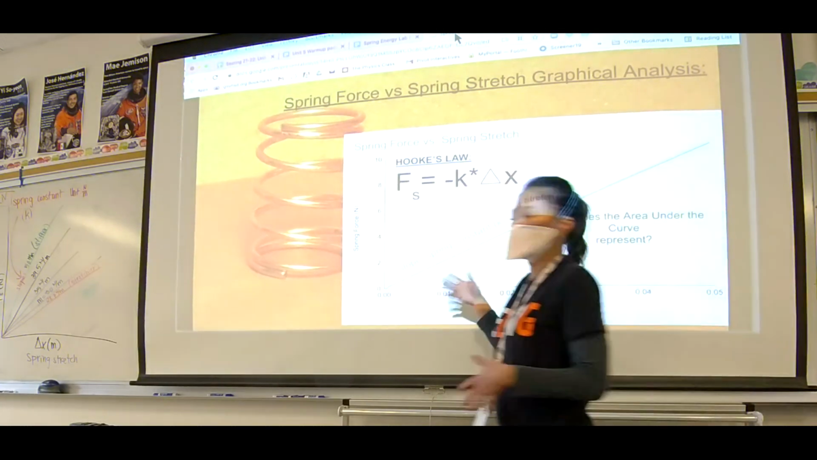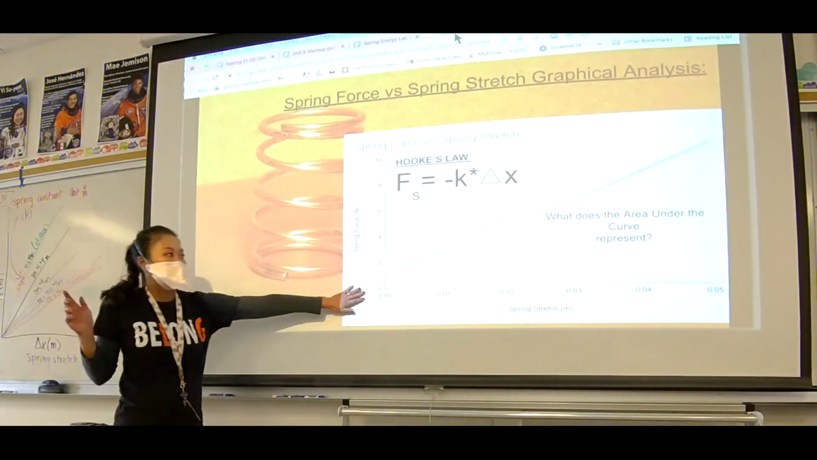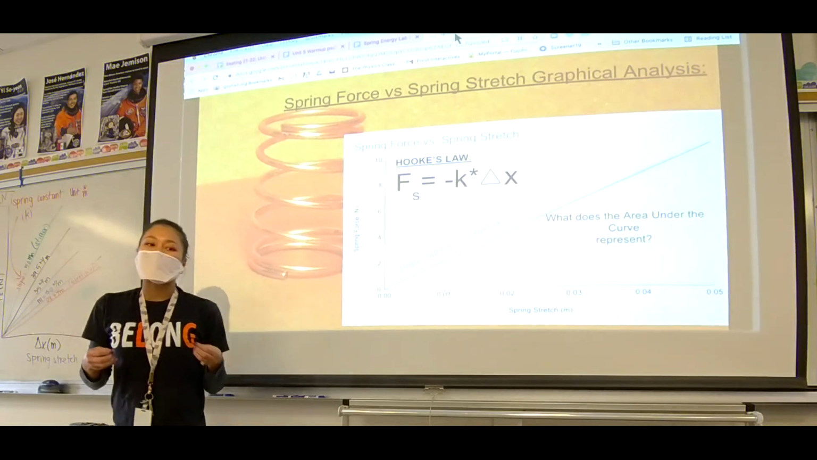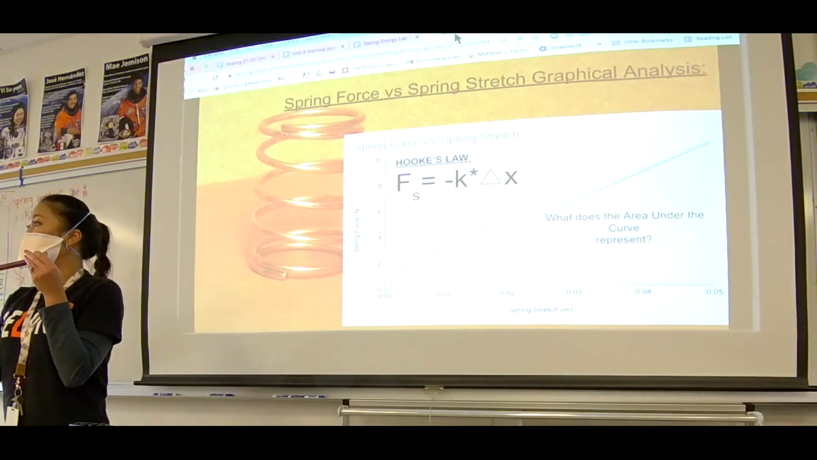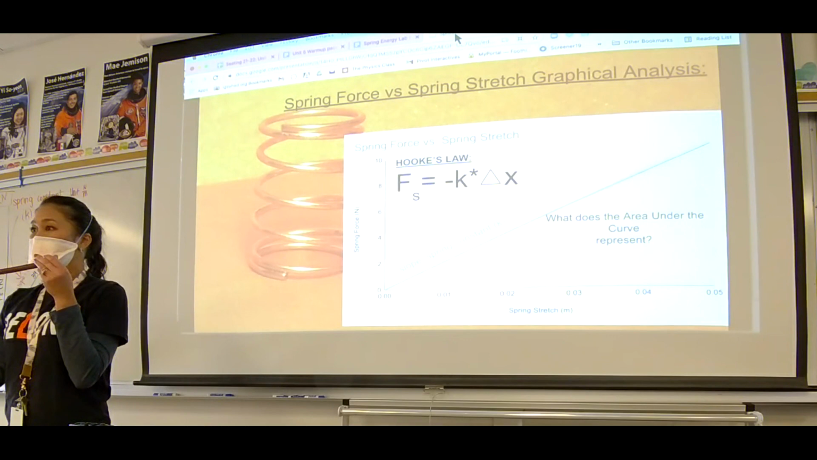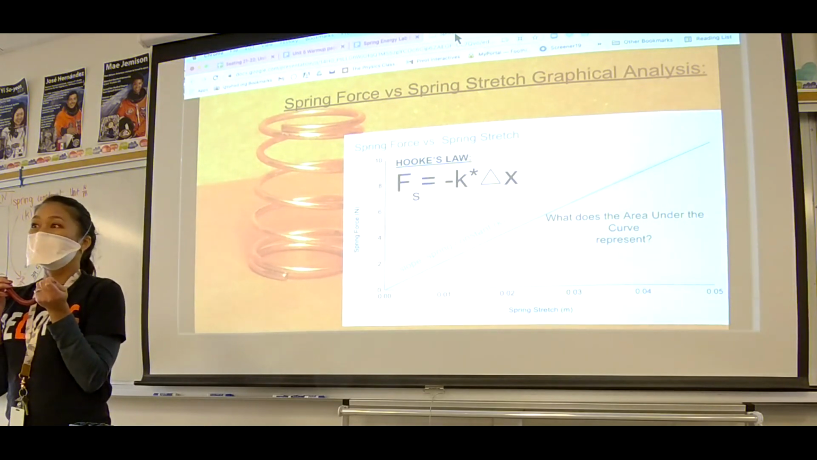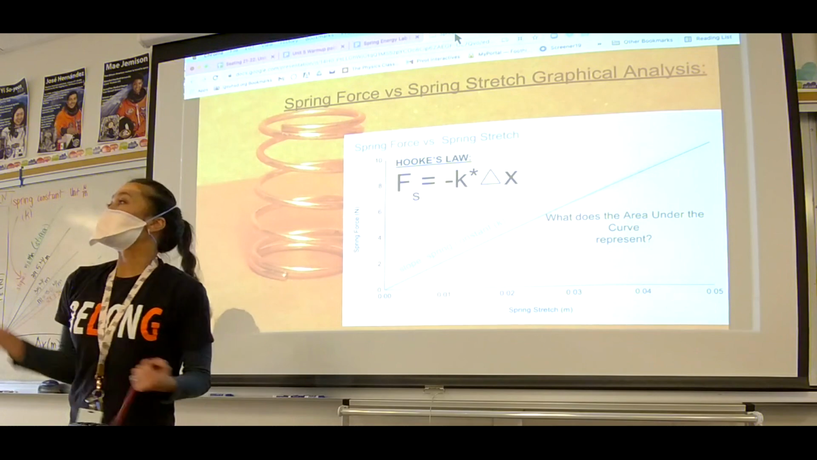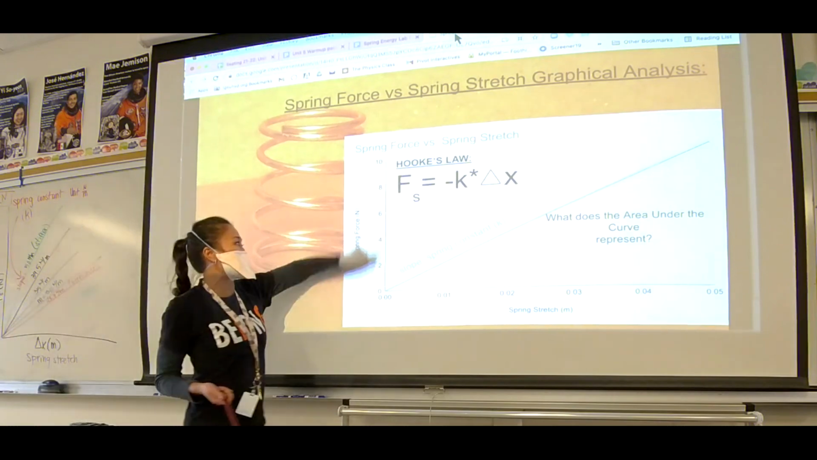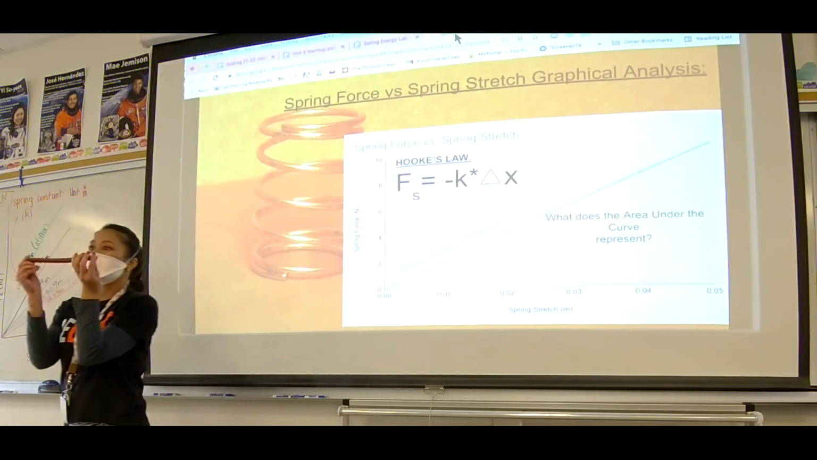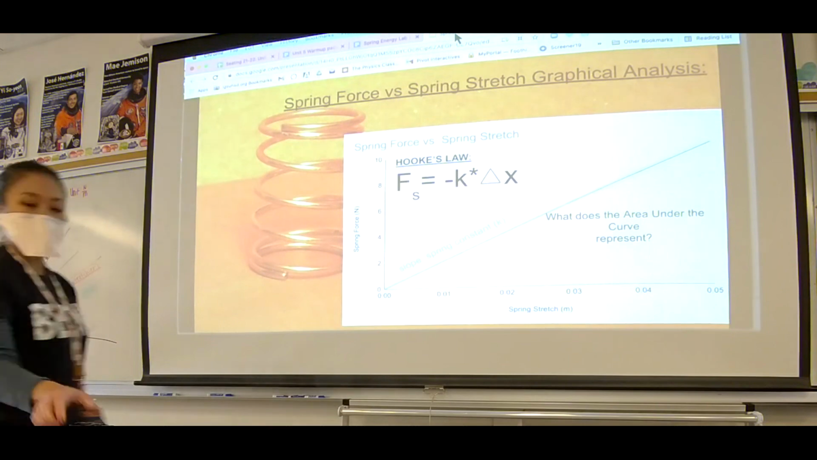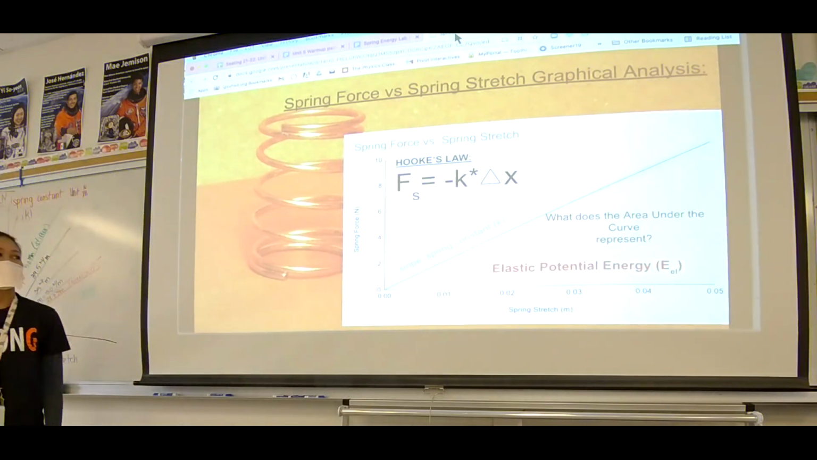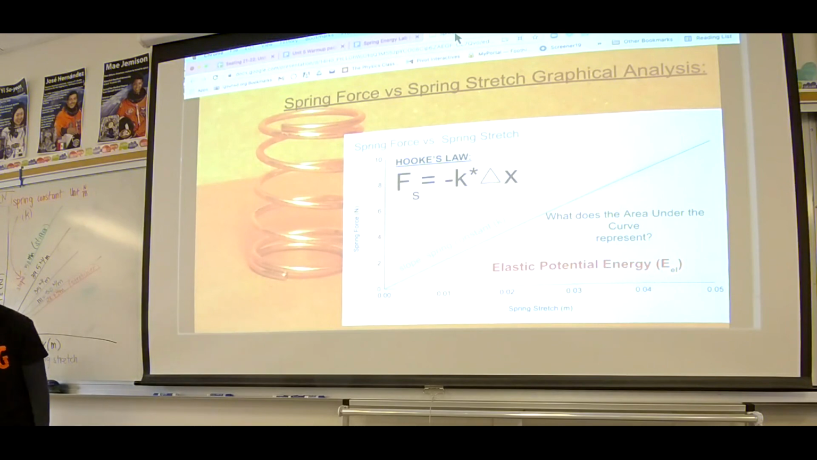But what is some characteristic of a spring that, as I stretch it, that characteristic, that quantity, increases? Elastic potential energy. My students last class said force, but we already have force represented here. The more I stretch it, the more elastic potential energy is stored in my spring. So area under the curve represents elastic potential energy, E sub EL. You can also call it EPE.